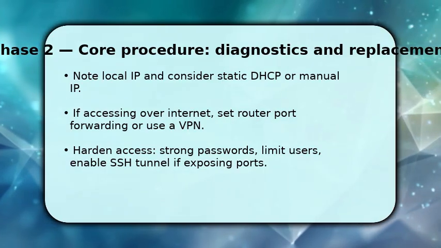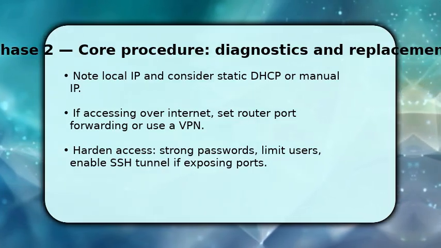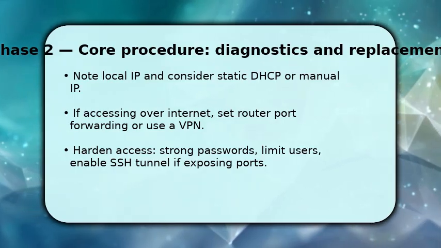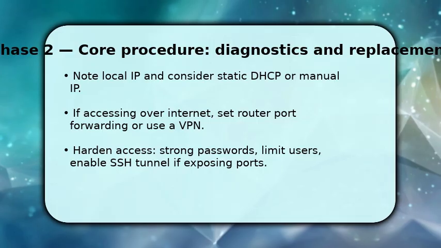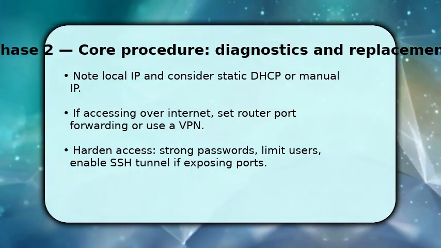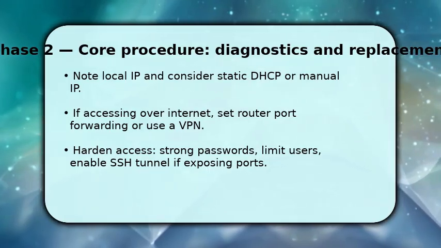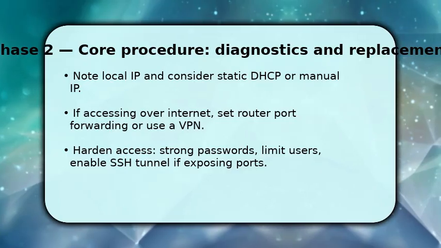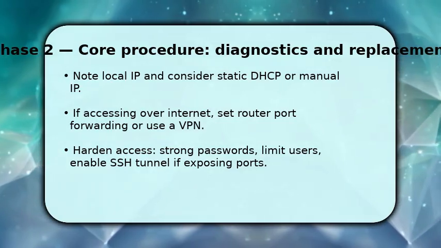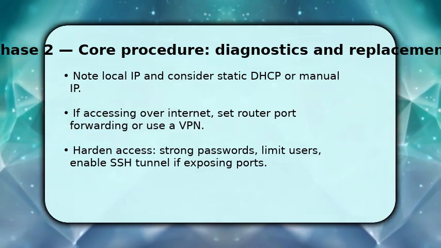Find the Mac's local IP and network settings, then set a static DHCP lease or static IP so the address won't change. If you need internet access, configure your router to forward TCP port 5900 for VNC, or better, set up a VPN to avoid exposing ports. Also, restrict access to specific users, use strong passwords, and consider tunneling VNC over SSH for encryption. These steps reduce the risk of unauthorized access.